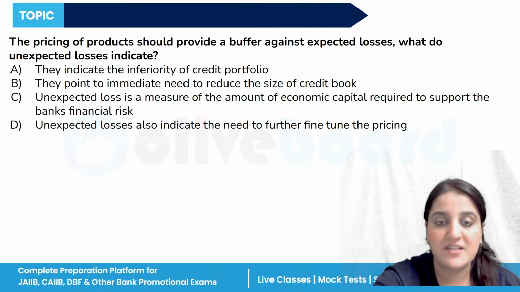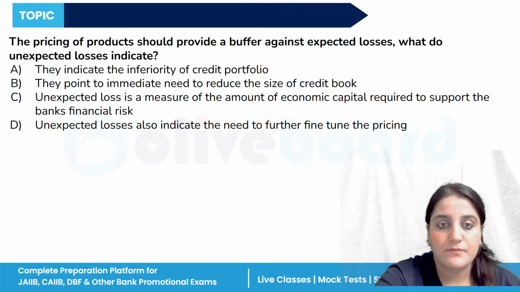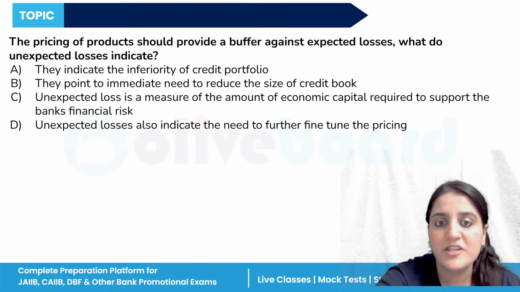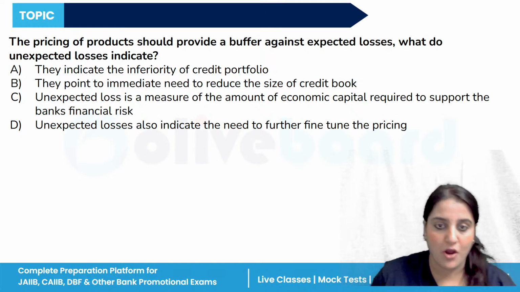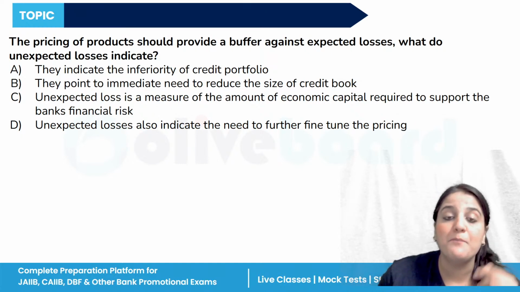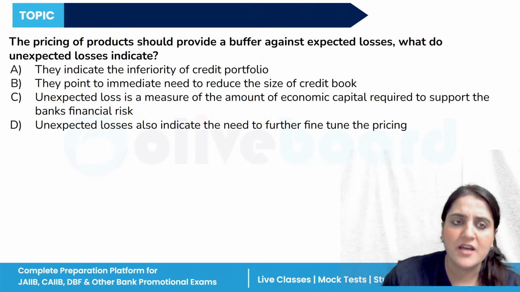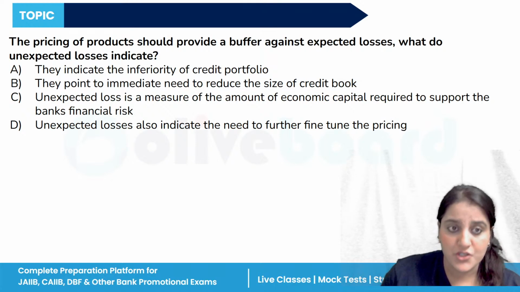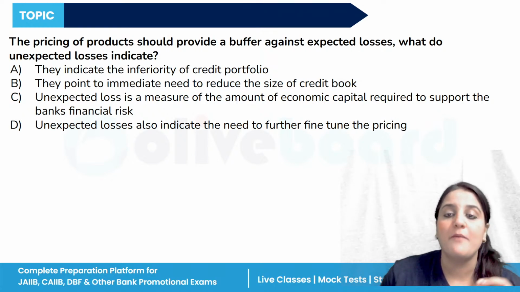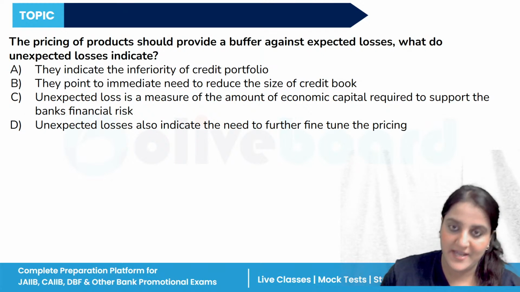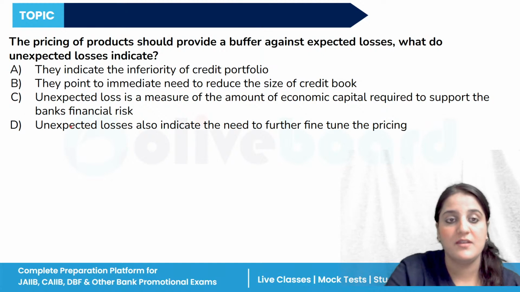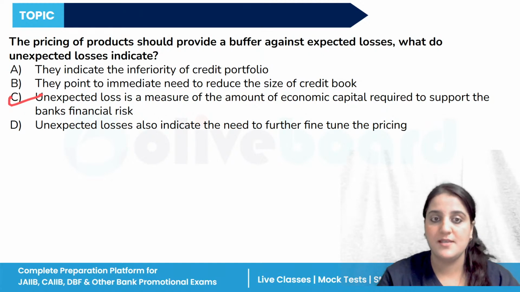Basically, unexpected losses are a measure of the amount of economic capital required to support the bank's financial risk. This is correct because unexpected losses reflect the potential loss that can occur beyond what is predicted based on the historical data. Financial institutions need to hold economic capital to cover these unexpected losses, ensuring they remain solvent and can absorb losses in adverse conditions. So option C is correct here.